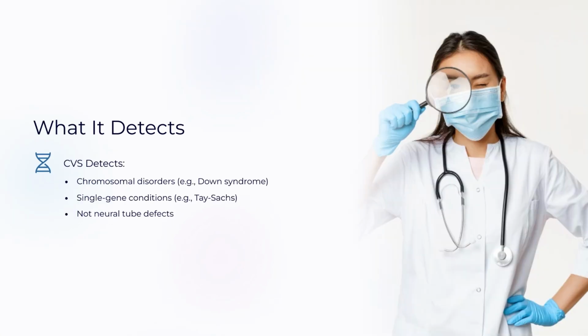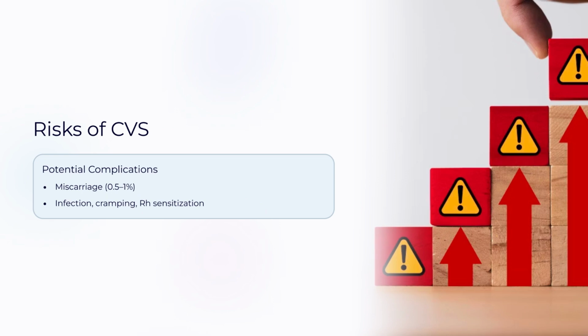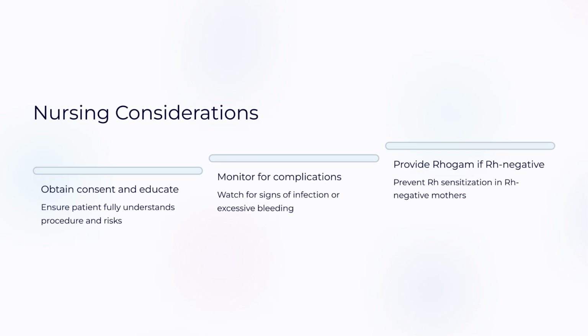CVS helps detect conditions like trisomies and inherited genetic disorders, but it does not test for neural tube defects, which require amniocentesis and alpha-fetoprotein analysis later in pregnancy. Although generally safe, CVS has a slightly higher miscarriage risk than amniocentesis. There's also a chance of infection, cramping, and Rh sensitization, which is why Rh-negative patients should receive Rho-D immune globulin afterward. Nurses are key in preparing patients, explaining the risks, and offering reassurance.